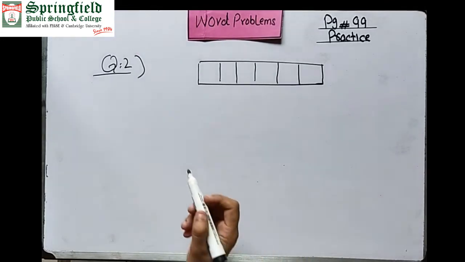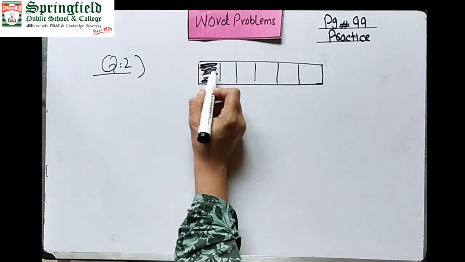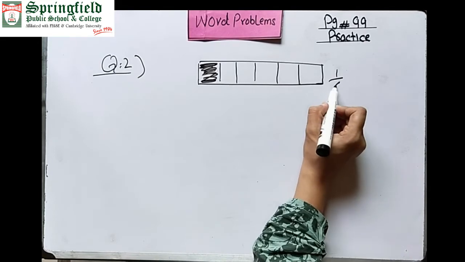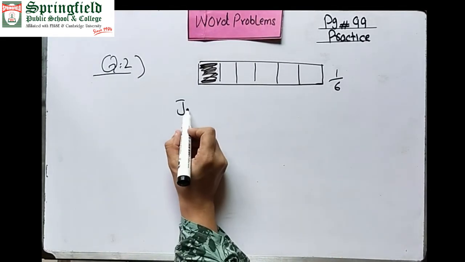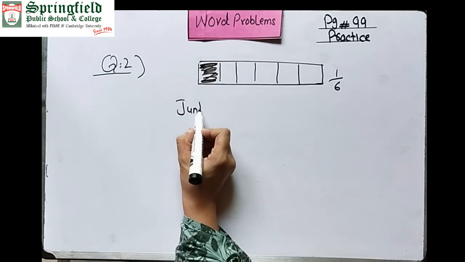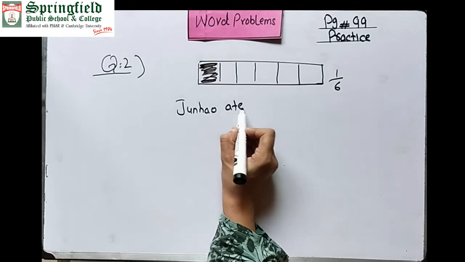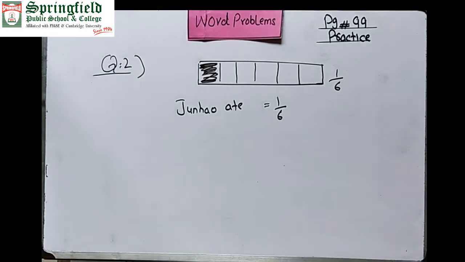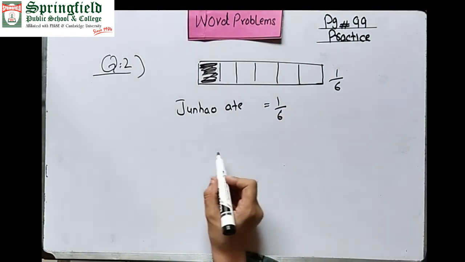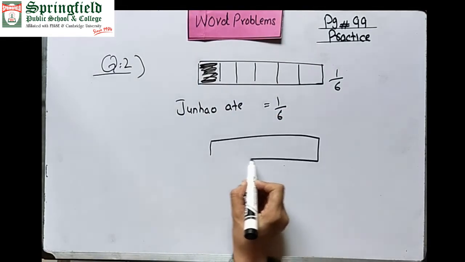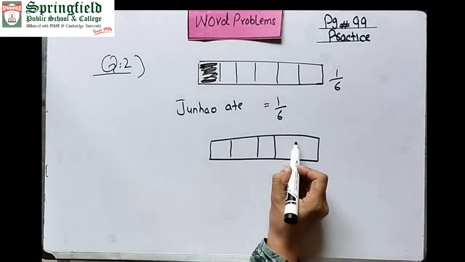Then Jano ate 1/6. Fine. So you can write here 1/6. And then 1, 2, 3, 4, 5. How many parts are left? 5 parts or 5 units. 1, 2, 3, 4, 5.